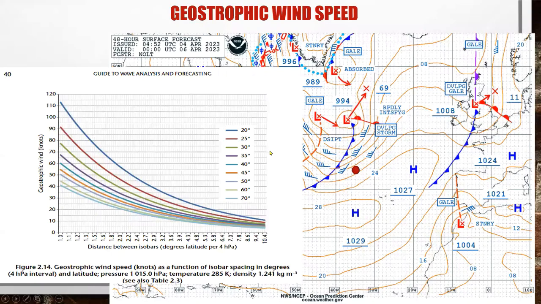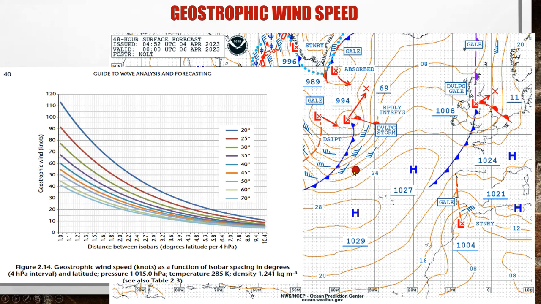So this wind can be measured. Like here, that is a nomogram. This is one of the nomograms we have to get the geostrophic wind. What we see is that we need the distance between the isobars, that means latitude per 4 hectopascal. And then we have the latitudes from 20 until 70 degrees, as of interest. So now let's have a look.